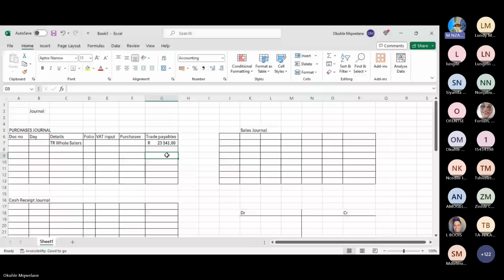You also should put the same amount on purchases as well, because since we're not calculating VAT, purchases should be equal to the trade payables.